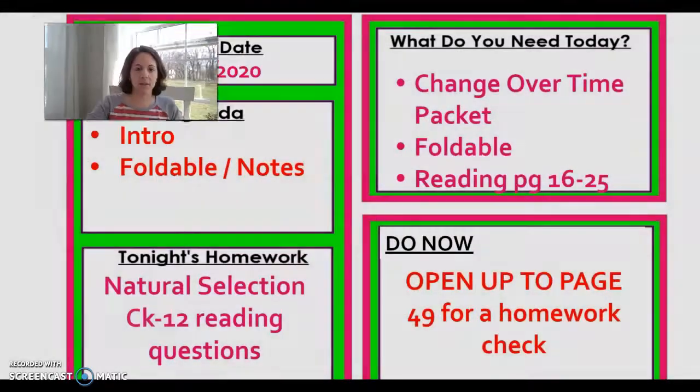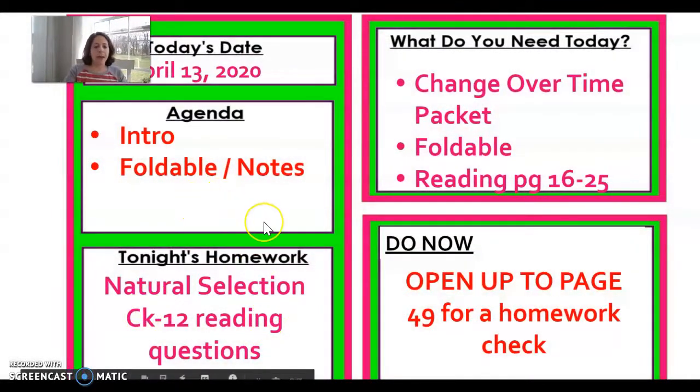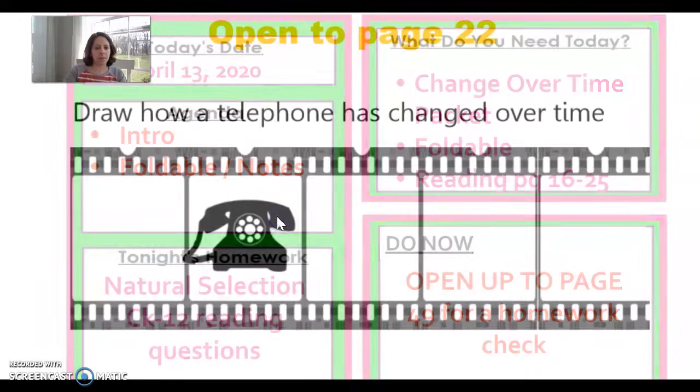Today we're going to do a lesson on natural selection. It's probably going to be the longest lesson that I will teach you all year. So stick along with me with the video, and if I teach you this, hopefully it'll make a lot of sense. Okay, so you'll need your packet today, and we'll be open to page 22. If you don't have your packet, go ahead and pause the video and grab it.